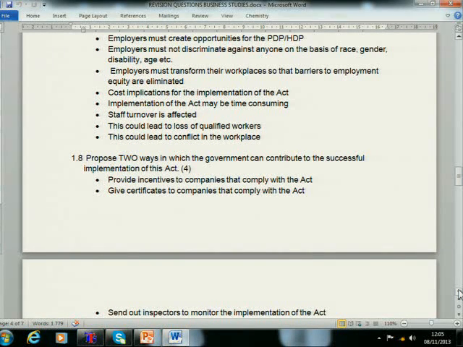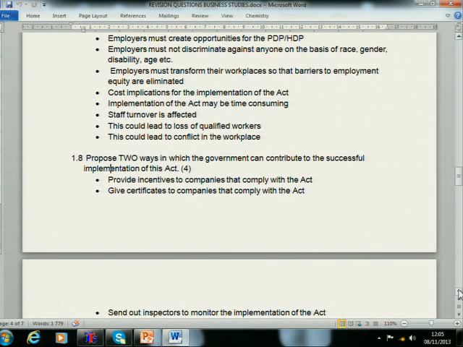Proposed 2 ways, 1.8 is another common question: 2 ways in which the government can contribute to the successful implementation of this act. In other words, for the act to be implemented, what is it that the government can do? Having the act, it's not enough. Something has to be done.